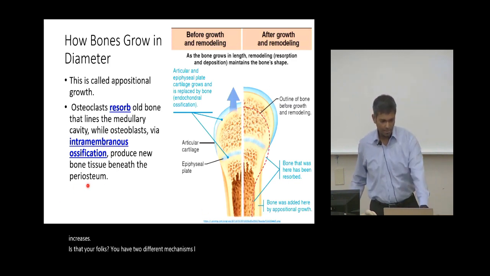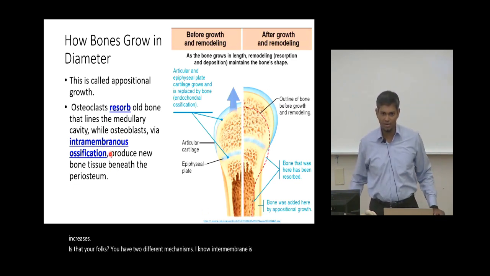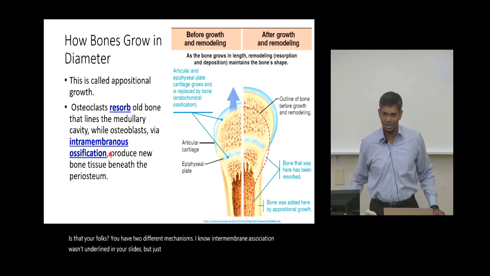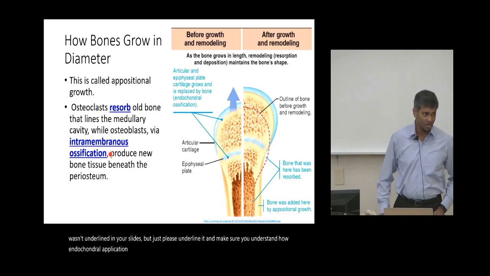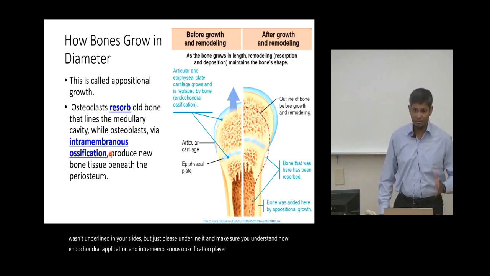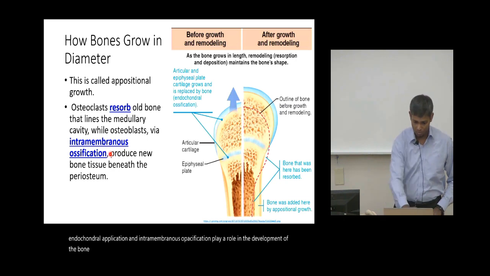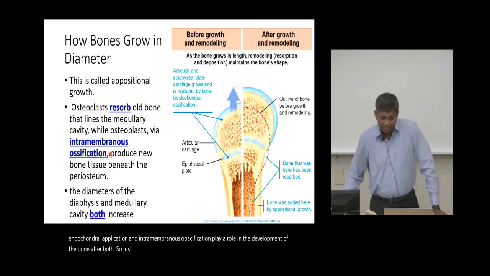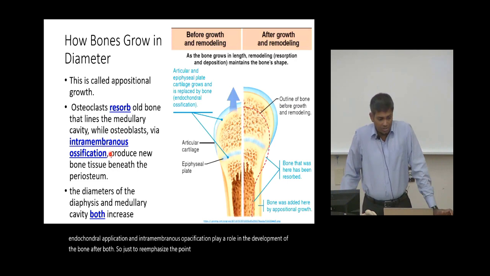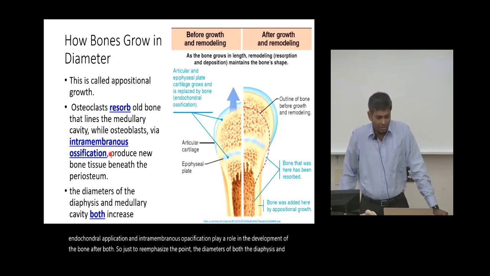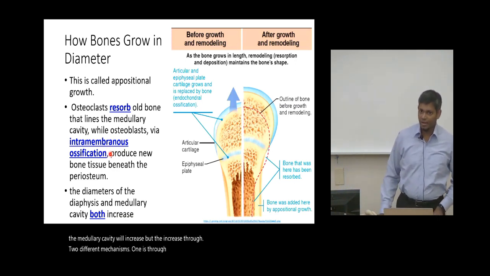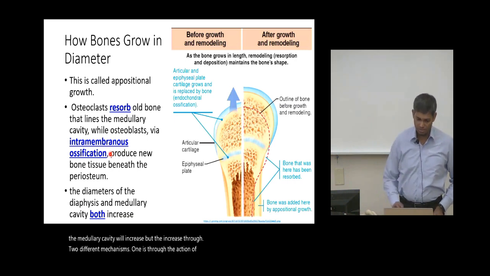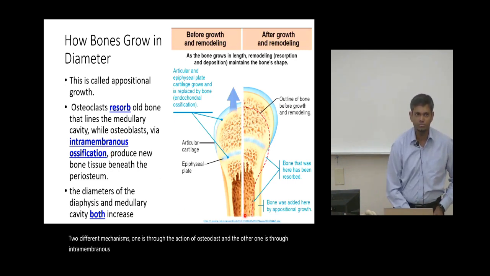I know intramembranous ossification wasn't underlined in your slides, but please underline it and make sure you understand how endochondral ossification and intramembranous ossification play a role in the development of the bone. So just to re-emphasize the point, the diameters of both the diaphysis and the medullary cavity will increase, but they increase through two different mechanisms. One is through the action of osteoclasts, the other one is through intramembranous ossification. Is that clear, folks?